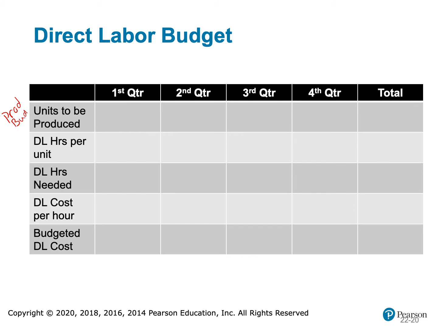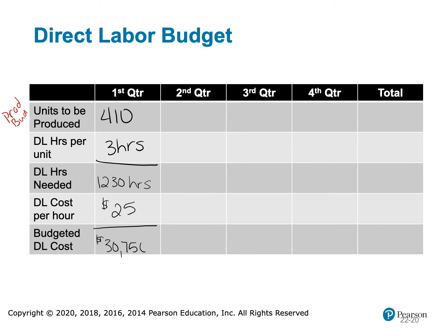So we know that in quarter one, based on our production budget, we are going to make 410 units. And we're going to spend 3 hours on each unit. So that means we need a total of 1,230 direct labor hours. If we pay an average of $25 an hour, that means we can expect to spend $30,750 on labor in quarter one.